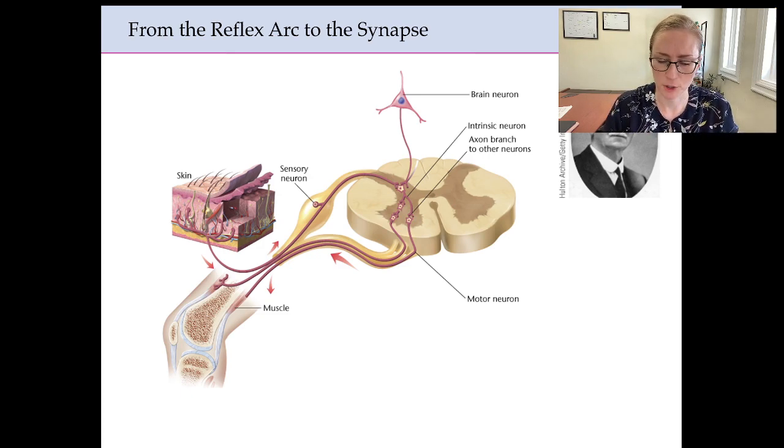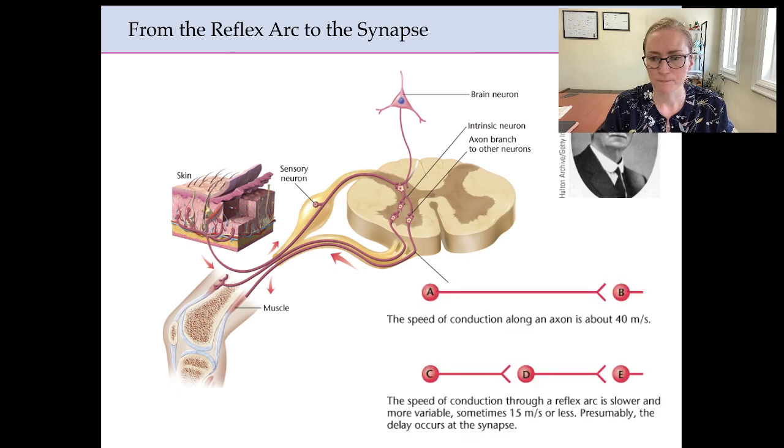Pretty much the fastest human reflex that we have is about 50 milliseconds. For example, your blink reflex, it's fast, right? But it does take some time because that communication has to happen between neurons. So the speed of conduction along an axon, again, this really varies. It varies by species and where we're looking at, but ballpark we'll go with 40 meters per second.